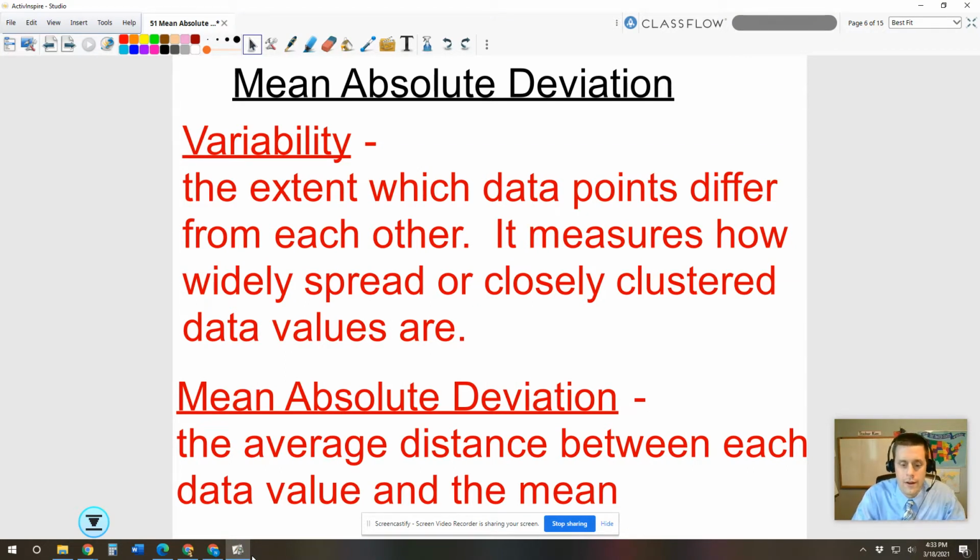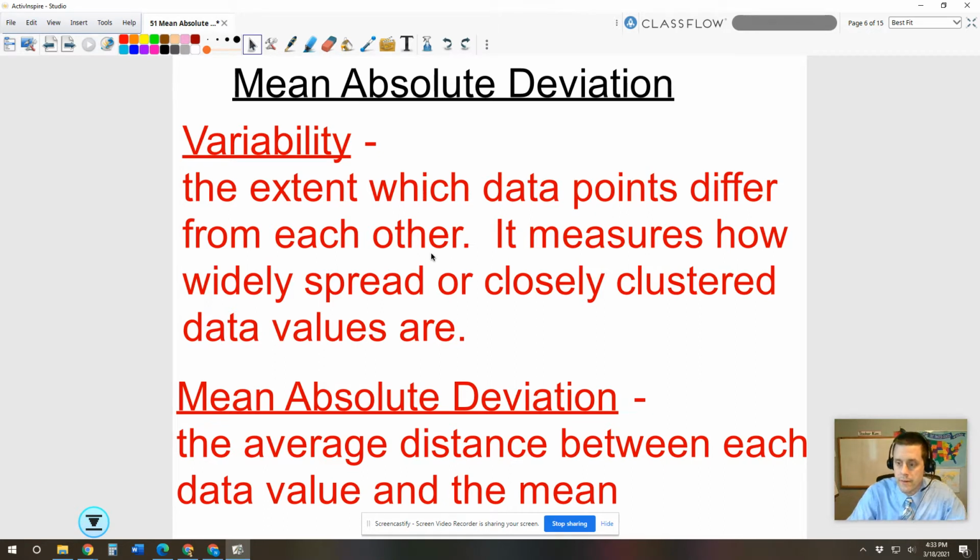Today we are getting knee-deep into variation by studying what we call the mean absolute deviation. Before we get started, I just want to discuss the overall idea of variability. If you look right at the start of the word variability, we have the word vary. So if something varies, it means it can differ in some way. So measuring variability means the extent at which data points differ from each other.